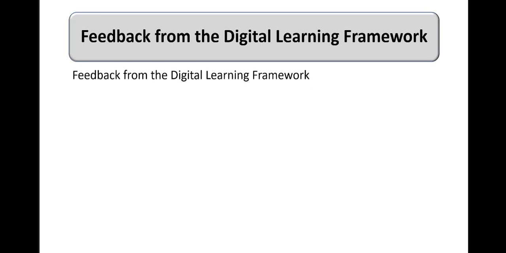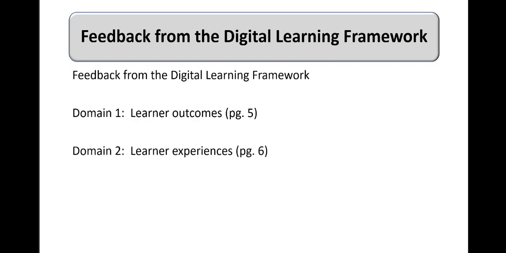You have also been asked to seek critical feedback from a peer about the lessons you designed and to have them measure them against the digital learning framework under the following categories of Domain 1, Learner Outcomes on page 5 of the Digital Learning Framework, and Domain 2, Learner Experiences on page 6 of the Digital Learning Framework. This exercise is interesting and it is intended on you receiving feedback from those peers at school who are often so influential in the types of practice we actually implement.